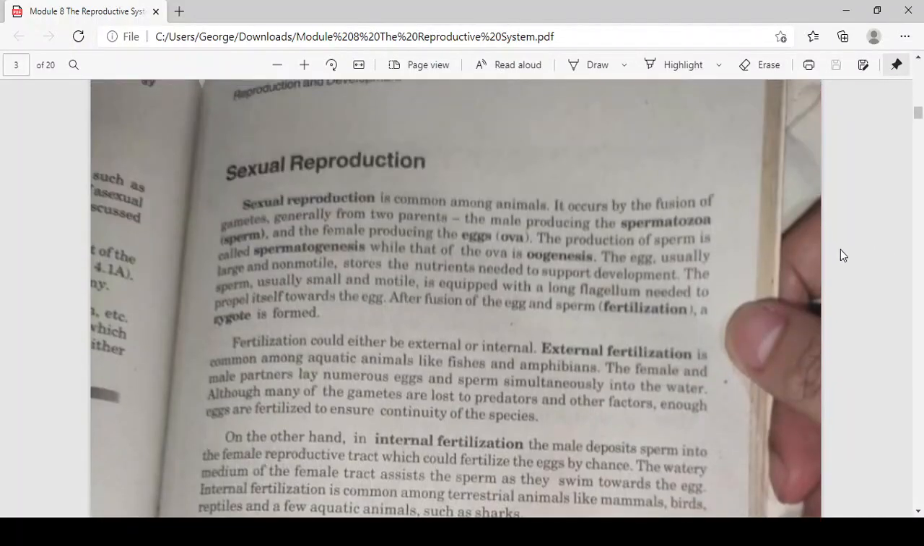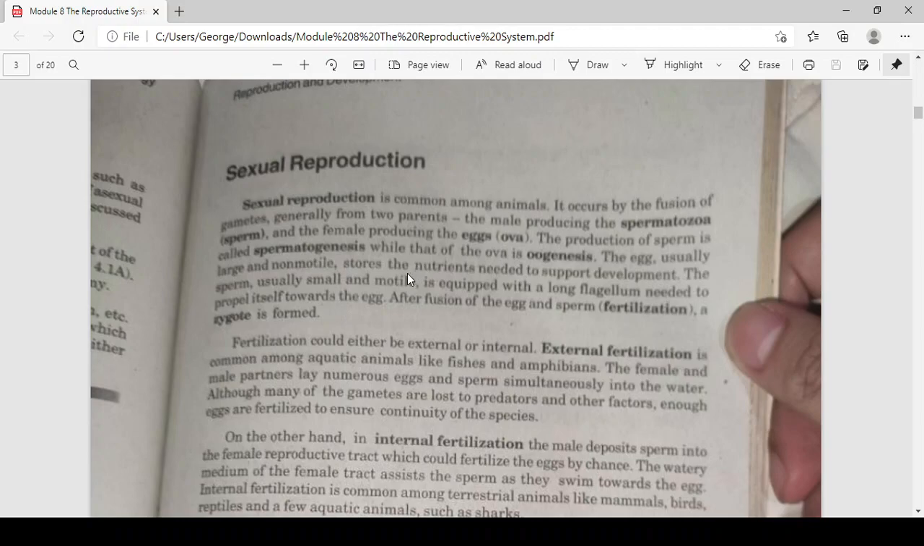Next, you have your sexual reproduction. Kids, sexual reproduction involves eggs and sperms. The production of your sperm is called spermatogenesis. Check your D. And the production of your ova is called your oogenesis. The egg, usually is large and non-motile, stores nutrients needed to support the development of the kids. The sperm is usually small and motile, and is equipped with a long flagellum. Ang long flagellum, it is responsible for its motility and is needed to propel itself towards egg. So, ang dako, si ova, ang gamay, si sperm.